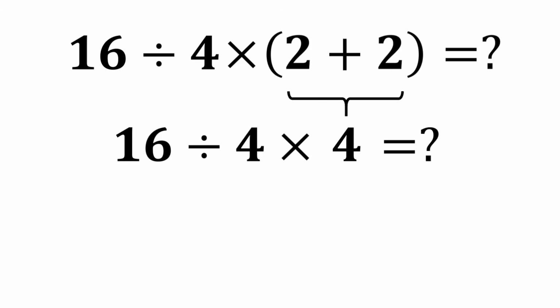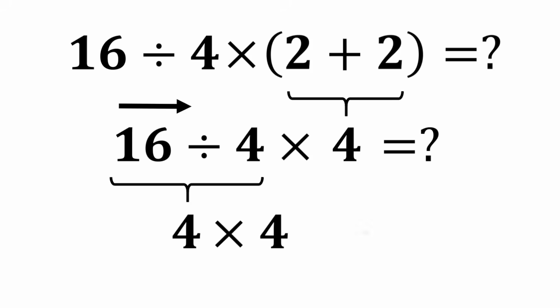In this expression, we have both multiplication and division. According to PEMDAS, since multiplication and division have equal priority, we solve them from left to right. Now, in this expression, if we move from left to right, we reach the division first. So, we perform the division first, and then we perform the multiplication. 16 divided by 4 equals 4. Finally, 4 multiplied by 4 equals 16, which is our correct answer.